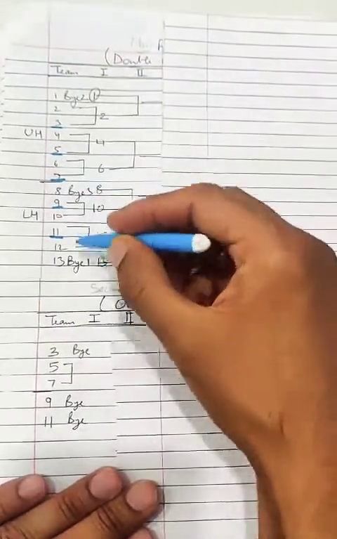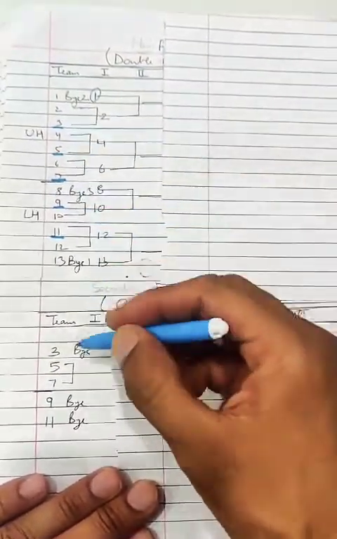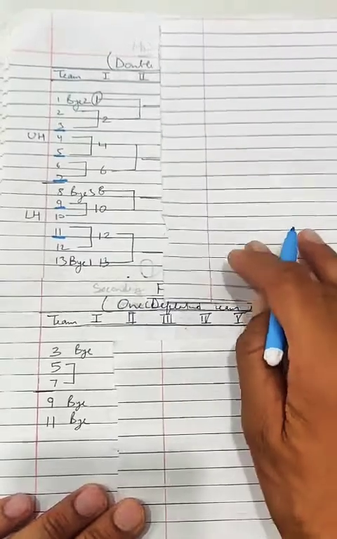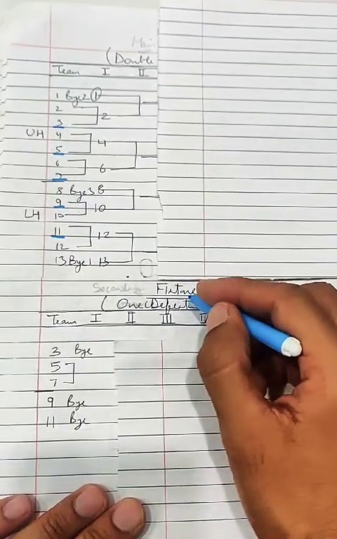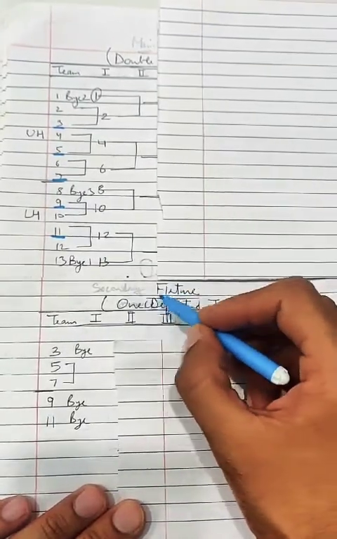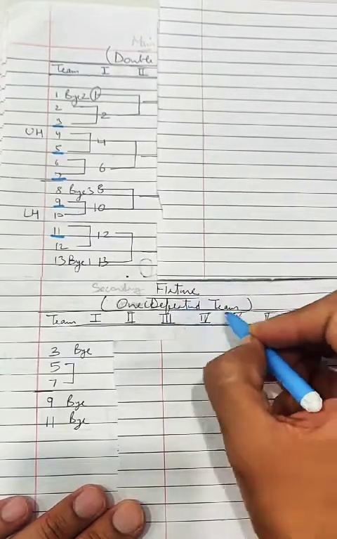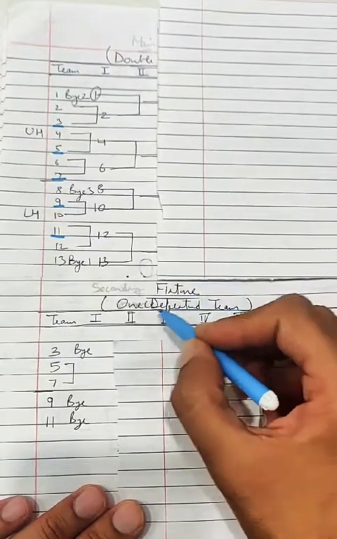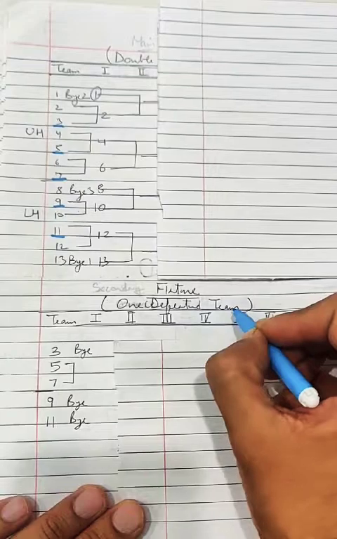So write down the first round losers. So just prepare a draw fixture again, the secondary fixture you have to draw. For your information, I have right here the once-defeated teams.